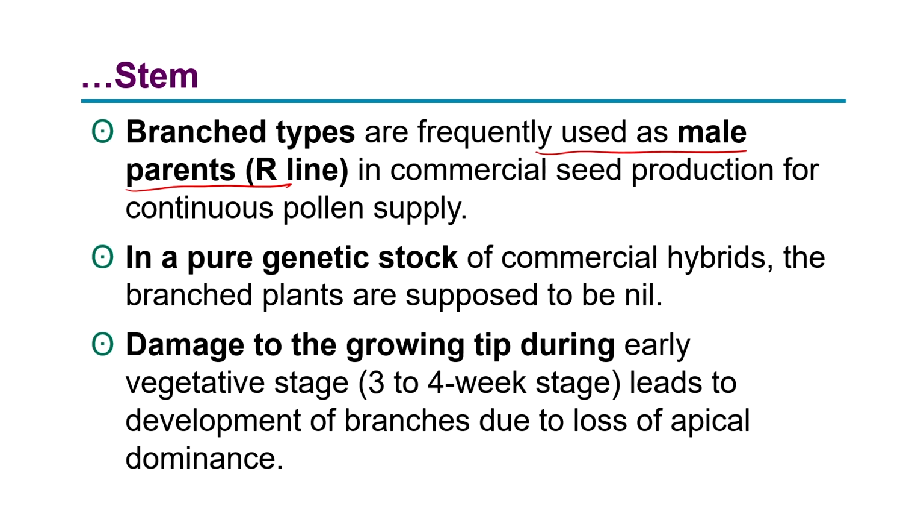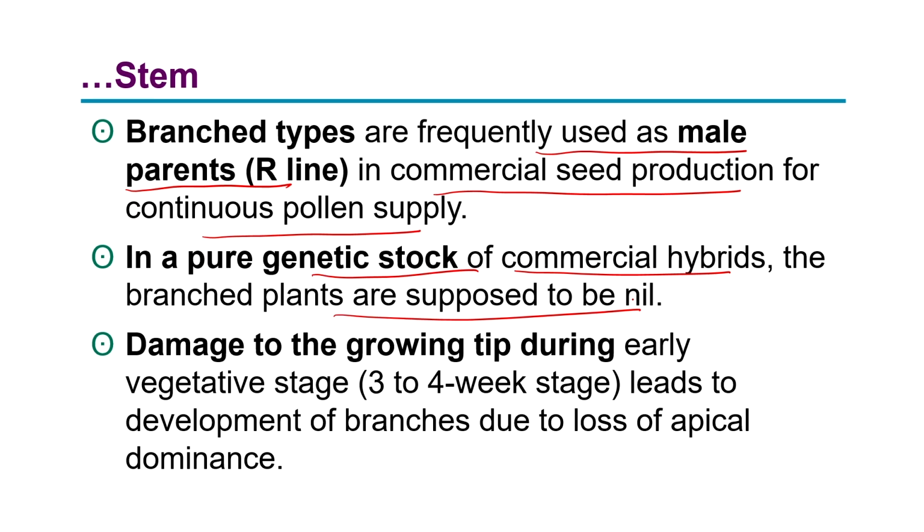R line is the restorer line in a commercial seed production program for continuous pollen supply. In a pure genetic stock of commercial hybrids, the branch plants are supposed to be nil. Damage to the growing tip during the early vegetative stage, say the 3 to 4 weeks stage, leads to the development of branches due to loss of apical dominance.